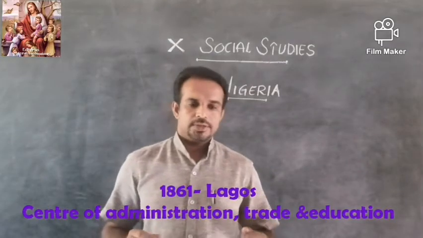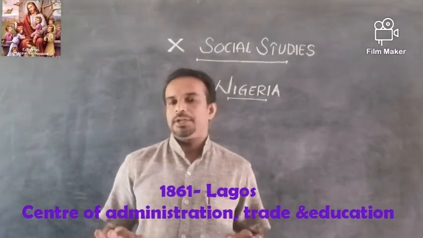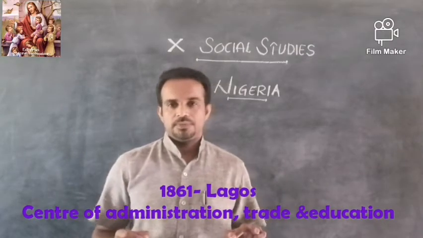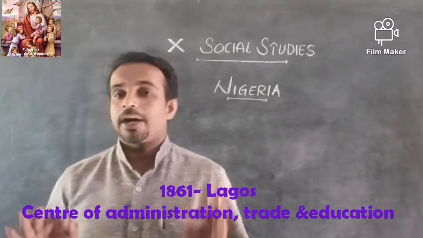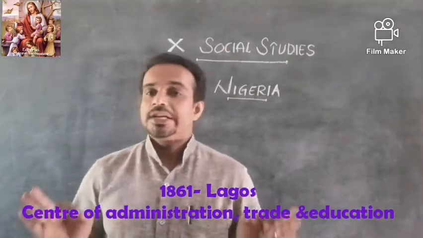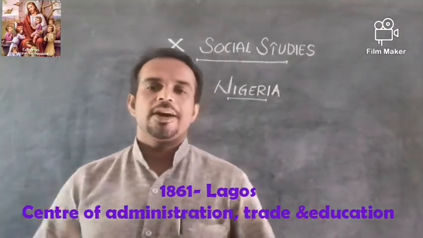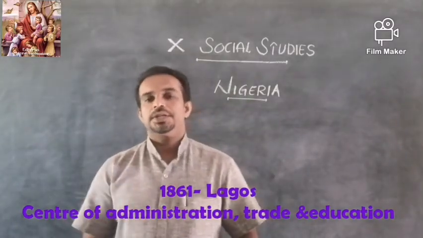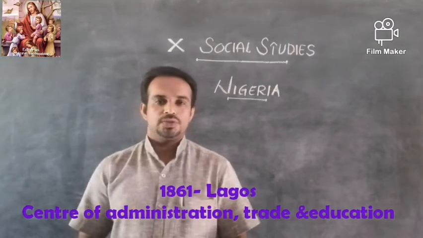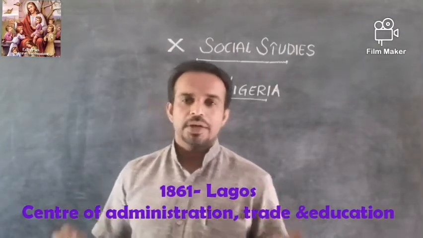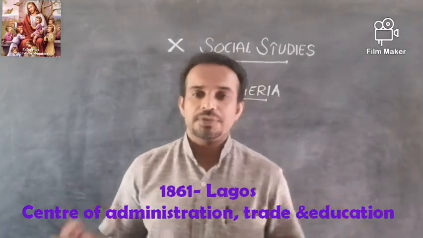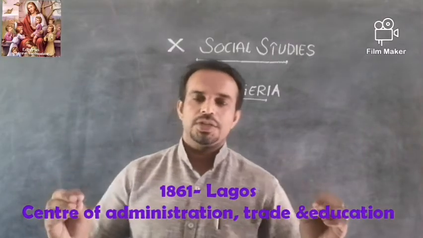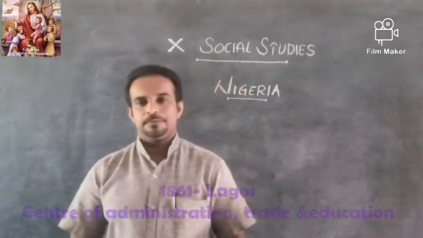So by 1986, the British established a colony in Nigeria, and a city, Lagos. It was developed as a center of administration, center of education, center of trade in the Western African region. Lagos in Nigeria was developed by the British authorities, the British colonial masters, as a center of administration, a center of agriculture, center of education, center of trade. So it became a prominent city in the West African region.